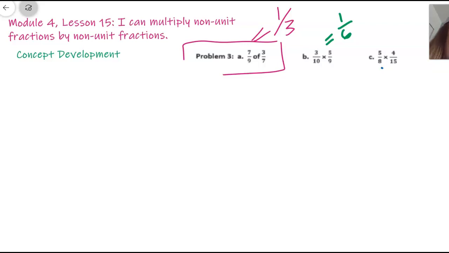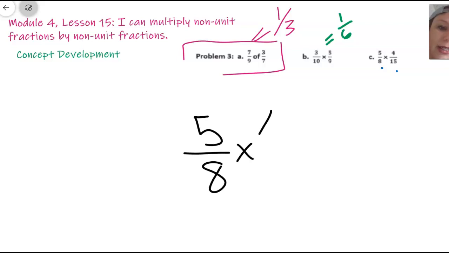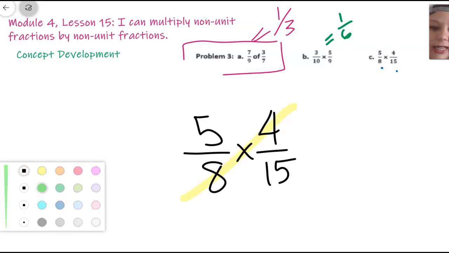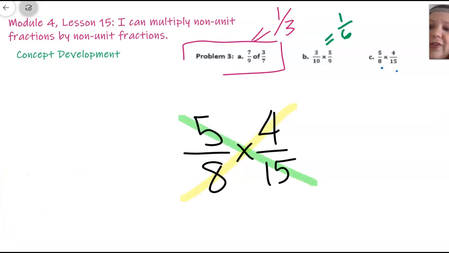Okay, let's go ahead and look at C. Do I want to draw 8 rows going this way and then 15 columns going this way? That's too much work. I'm not going to do all that. So I'm going to set up my multiplication to look for cross-canceling opportunities. 4/15, and now I'm going to highlight that way, and I'm going to highlight that way, and I'm going to look to see if any numbers go into the yellow ones.